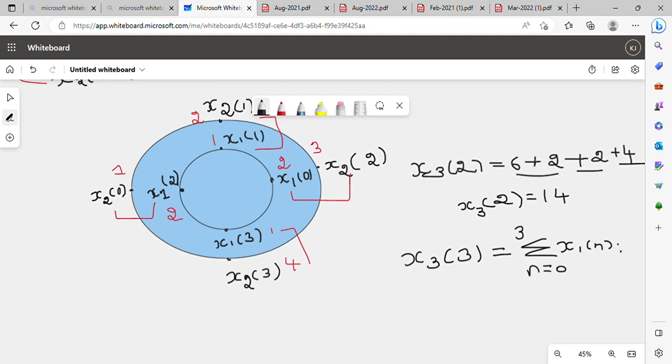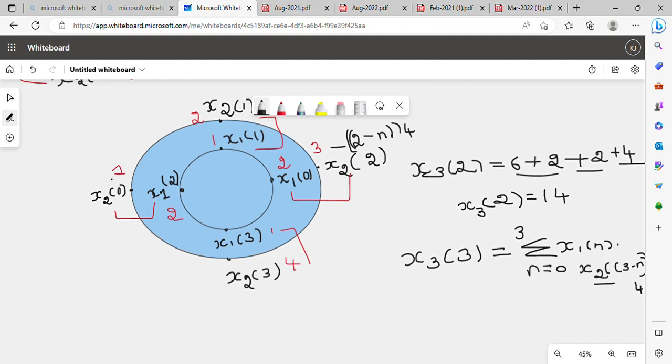x1 of n into x2 of 3 minus n of 4, right? Okay, so for this you are going to shift it. This is 2 minus n of 4, the outer circle. The inner circle is always the x of n. Here it is 2 minus n of 4. That is, you are going to shift it in the anti-clockwise direction.